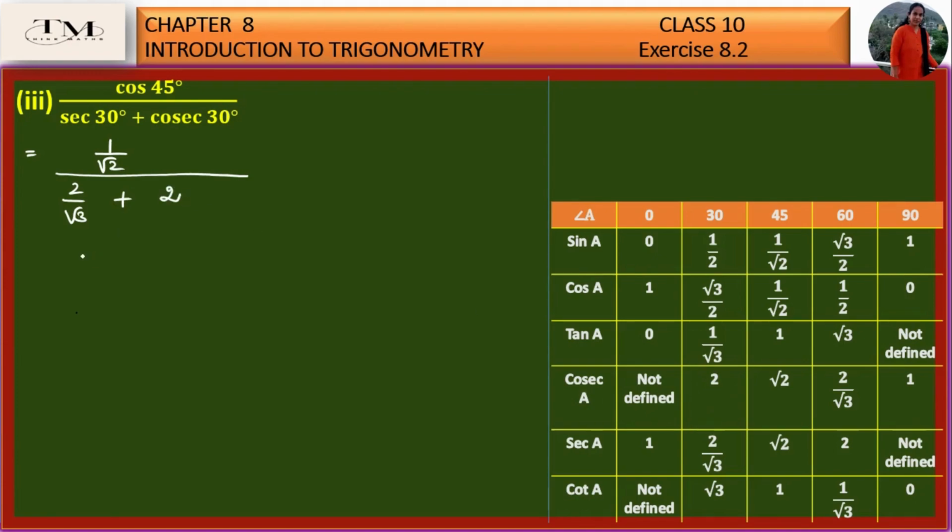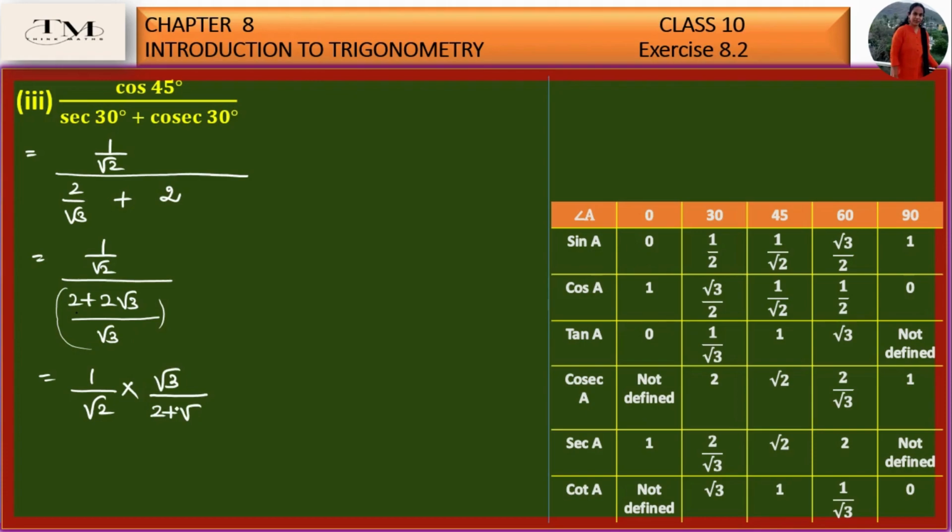Now we have to solve it. So it is 1 by root 2 in the numerator. In the denominator we have root 3. So root 3 is the LCM. So if we take root 3 as LCM, in the numerator we have 2 plus 2 root 3. So now we have to take this denominator to top. If we take this to multiplication, it will be inversed. So what happens? 1 by root 2 into, if I write this number, it will be inverse. So it will be root 3 by 2 plus 2 root 3. Okay. So root 3 by 2 plus 2 root 3.